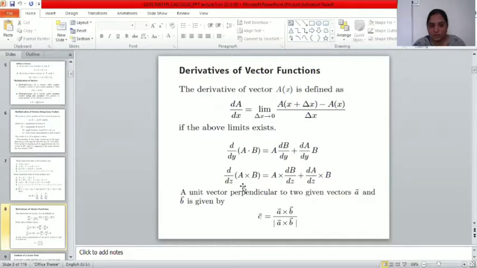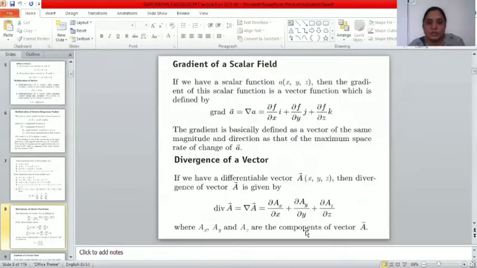Okay, next, a unit vector perpendicular to two given vectors A bar and B bar is given as A bar cross B bar upon the mod of A bar cross B bar. This is the unit vector perpendicular to A bar and B bar: A bar cross B bar upon mod of A bar cross B bar.